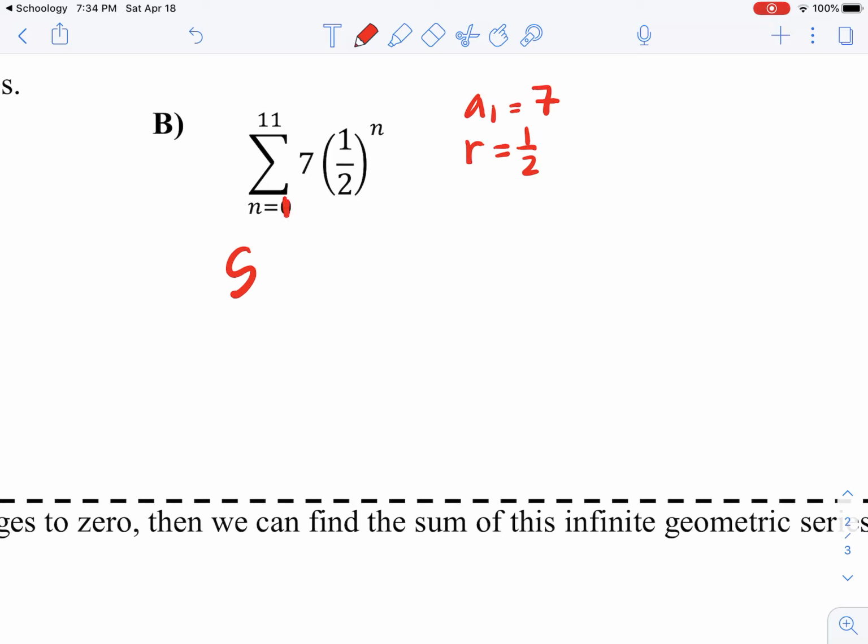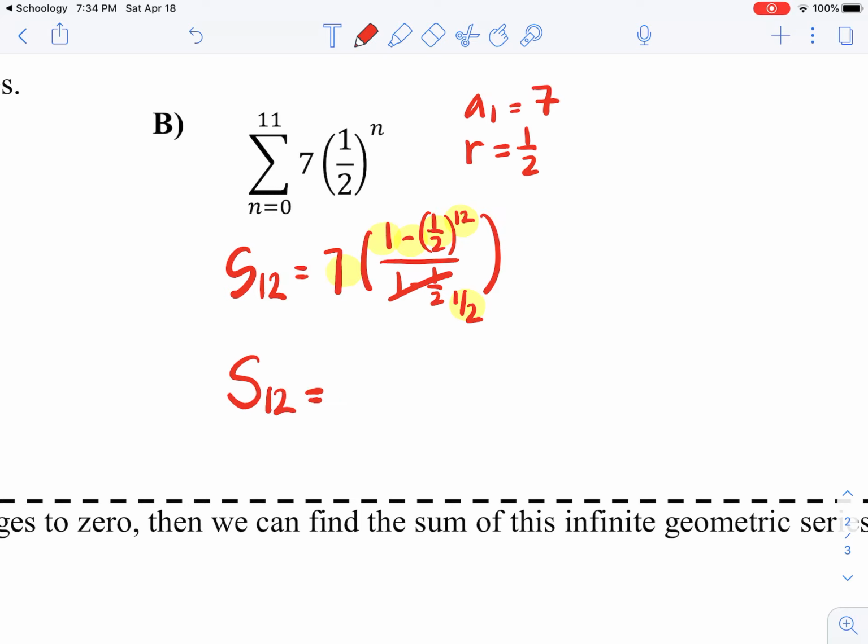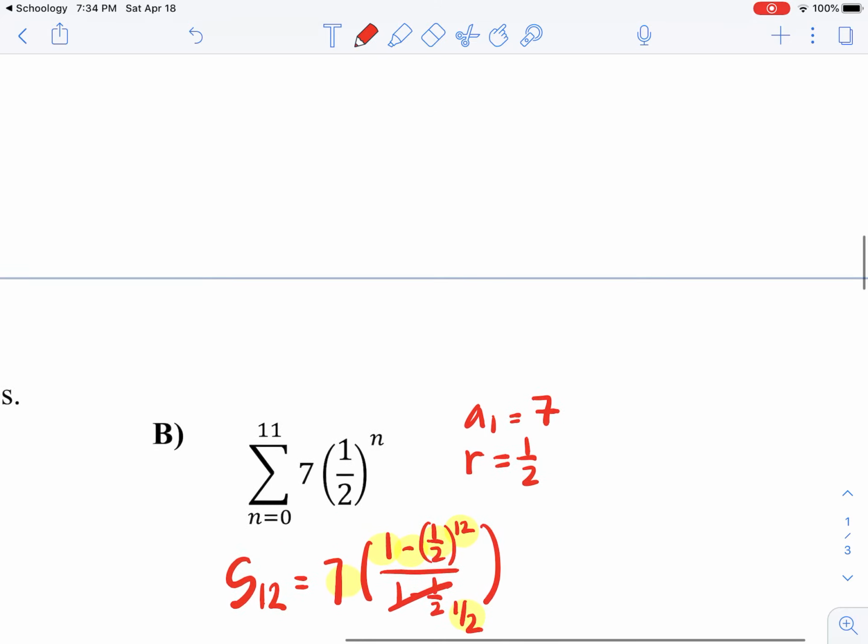So I need my first term, which is 7, times 1 minus my ratio, which is 1/2 to the 12th power, divided by 1 minus 1/2. 1 minus 1/2 is 1/2, and then put that in your calculator. 1 minus 1/2 to the 12th power, enter, divided by 0.5, enter, times 7, enter. And I get the sum of the first 12 terms is 13.997.